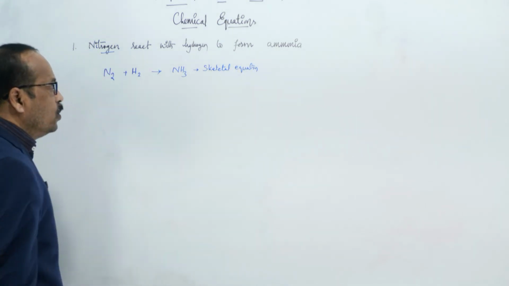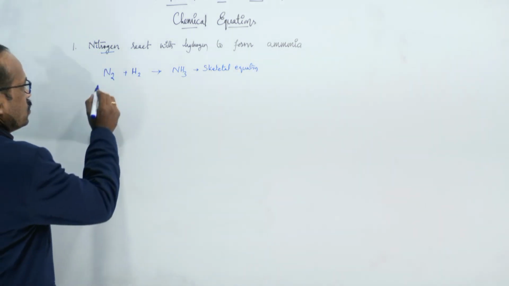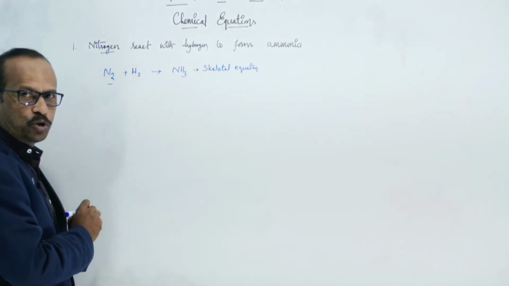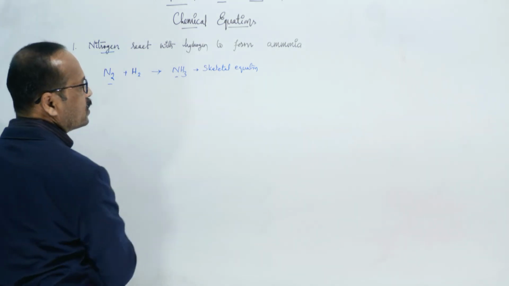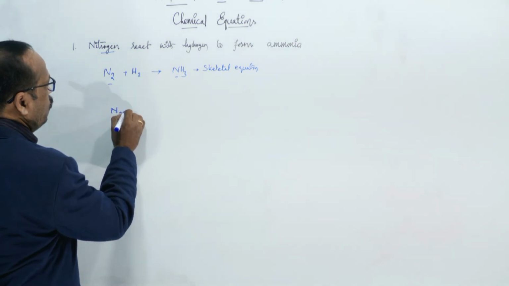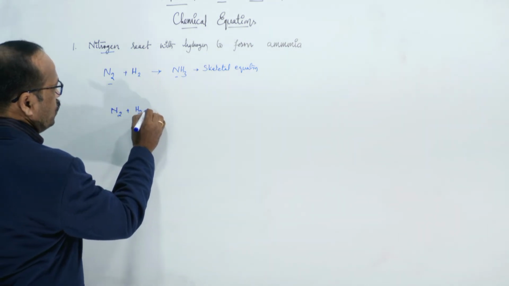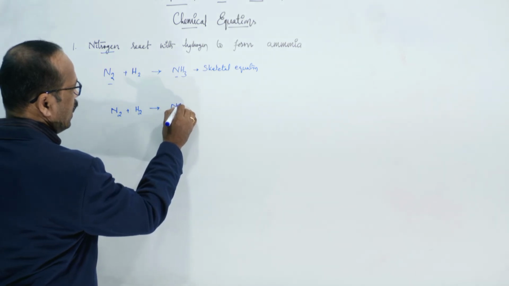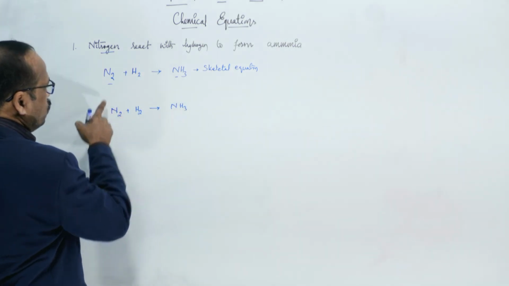Okay. Now what we need to do is balance. Here how many nitrogens are there? 2. Here how many nitrogens are there? Only 1. So now what do we do? See now students, N2 plus H2 gives rise to NH3. Is it balanced? No. So here 2 are there, only 1 is there.